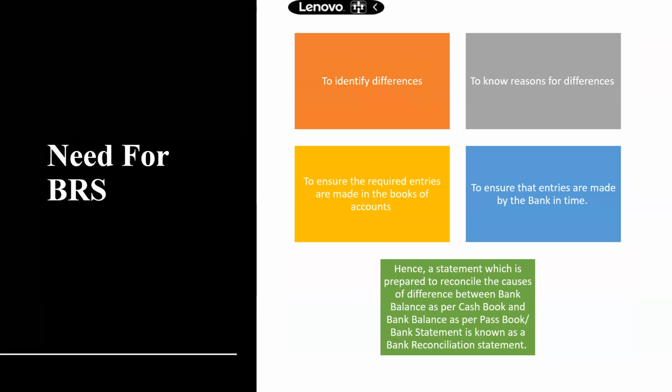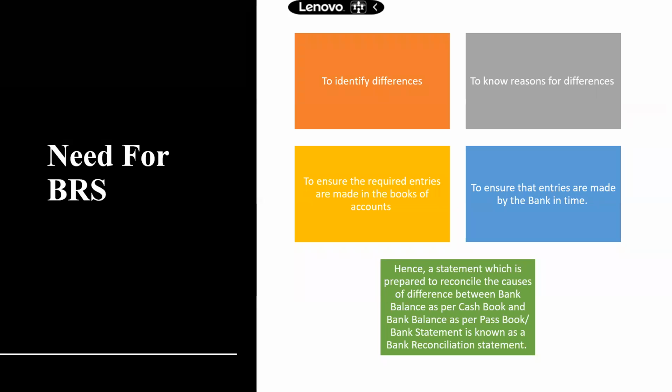So we look into the need. Why do we need to prepare this BRS? The first important need is to identify the differences. So first thing, we should know, are there any difference between our cash book balance and the passbook balance? So actually speaking, there should not be any difference. So we are preparing the BRS so that we can identify if there are any differences in the entries related to the bank column of our cash book and the entries related to the passbook maintained by the banker.